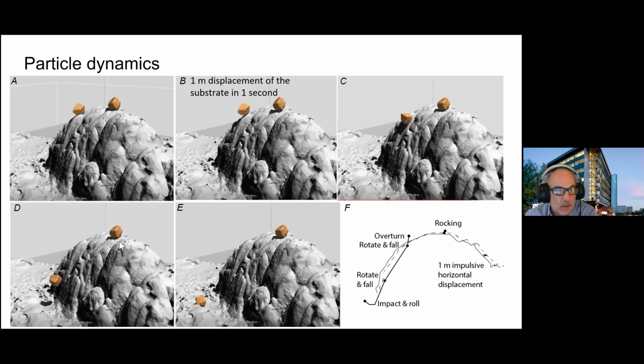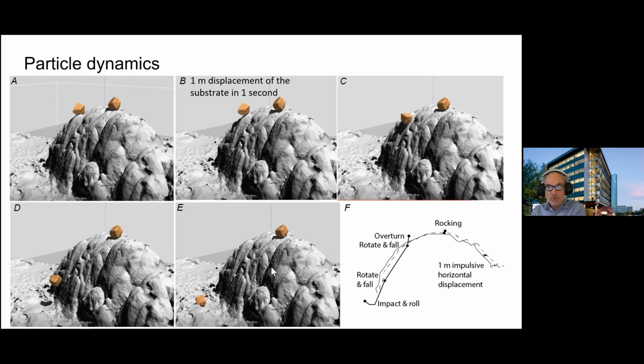And so here's one example where we take two PBRs that sit on top of a granite outcrop. The PBRs are these copper features, and we displace that landscape. We have just a 1 meter displacement in 1 second. And you can see then that the upper rock just rocks, but the lower one starts to turn and it falls and it rests. And so this is all totally calculated inside the software environment.